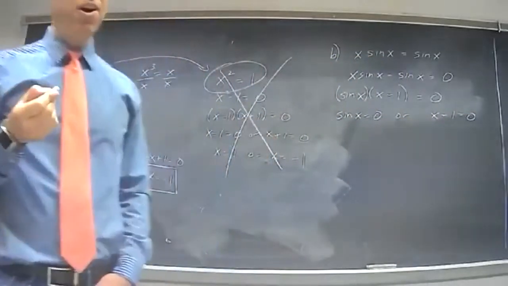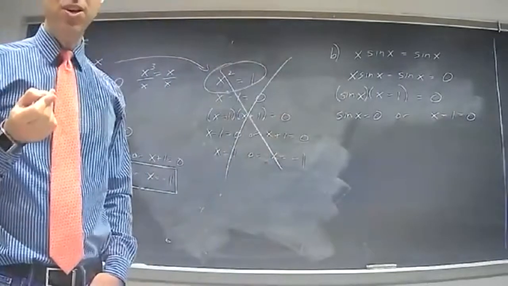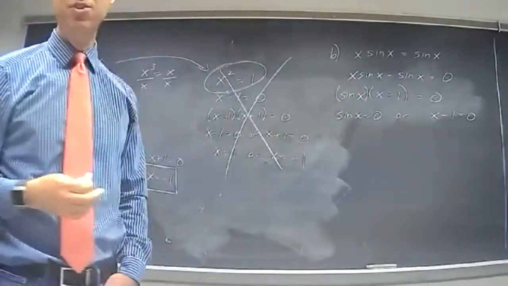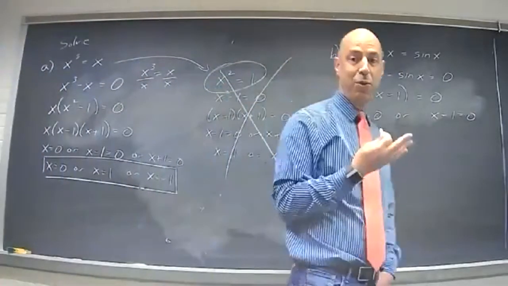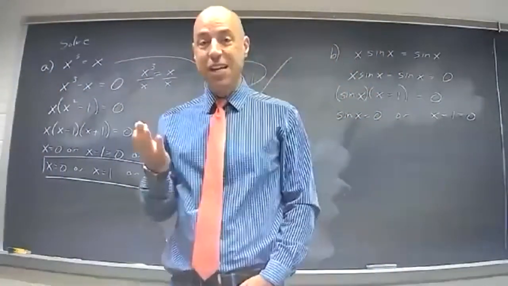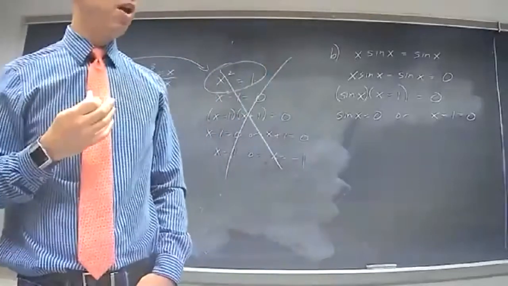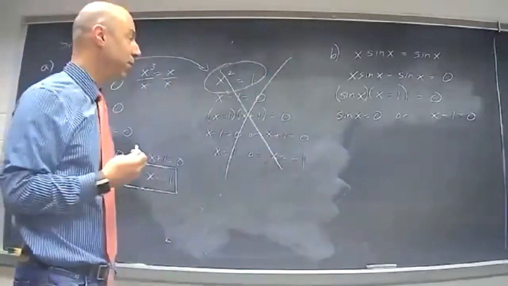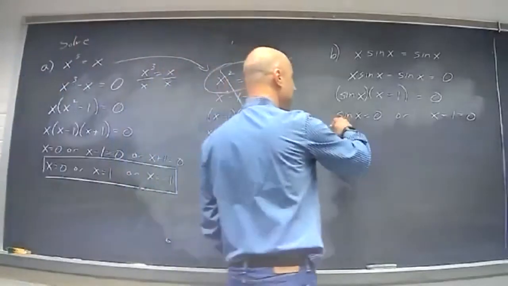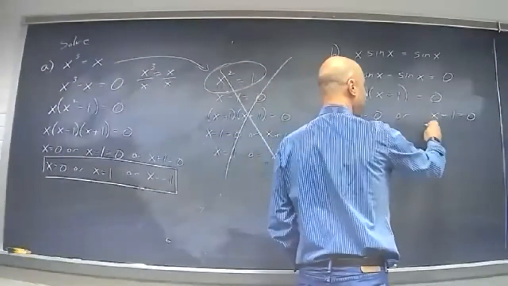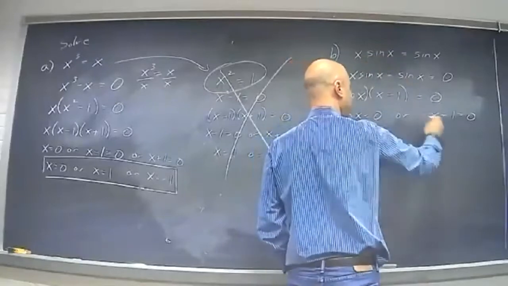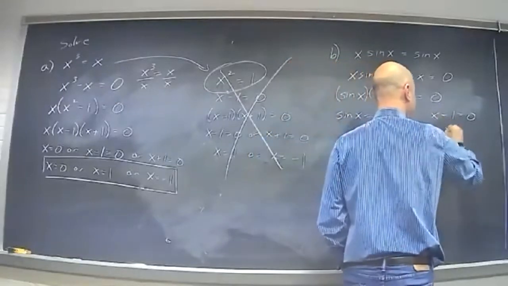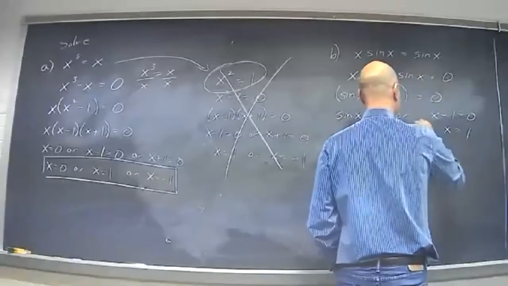If you got that far, if that makes sense to you now, you have pretty good reason to be happy with yourself. And we haven't used any trigonometry yet. All we've used are basic algebraic principles. So either sine x equals 0 or x minus 1 equals 0. We turn this equation into two much simpler equations. This one's easy to solve. x equals 1. I'll write that down.